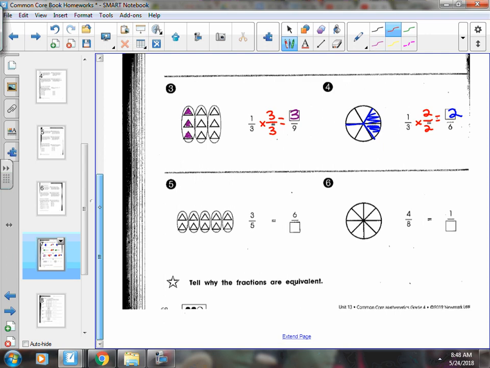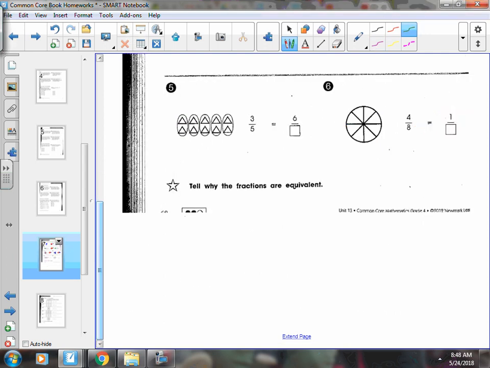Number 5, let's shade in 3/5. So 3/5 would be 3 out of the 5 circles, okay? So 3 sections out of the 5 sections. And that's the same as 2, 4, 6 out of 10, right? Because there's 10 triangles all together. 6 out of the 10 triangles are shaded. And remember, if you double the bottom and double the top, that will show it mathematically. 5 times 2 is 10, and 3 times 2 is 6. So 3/5 is exactly the same as 6/10.